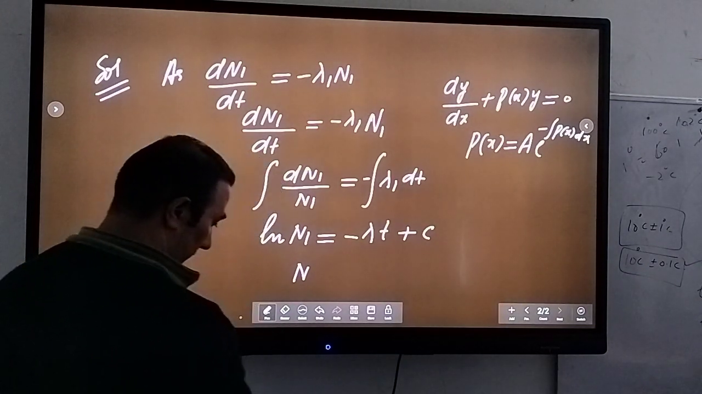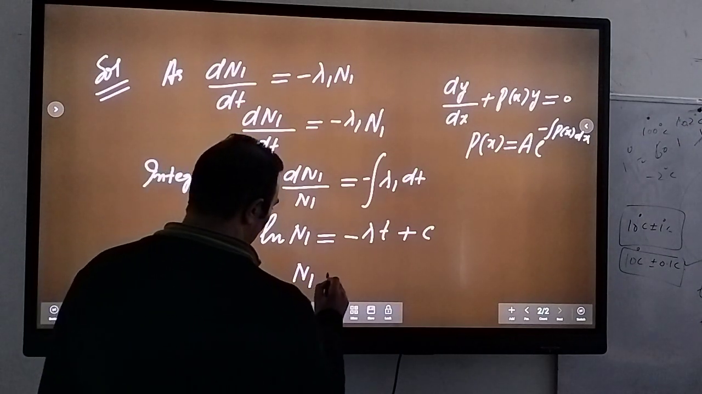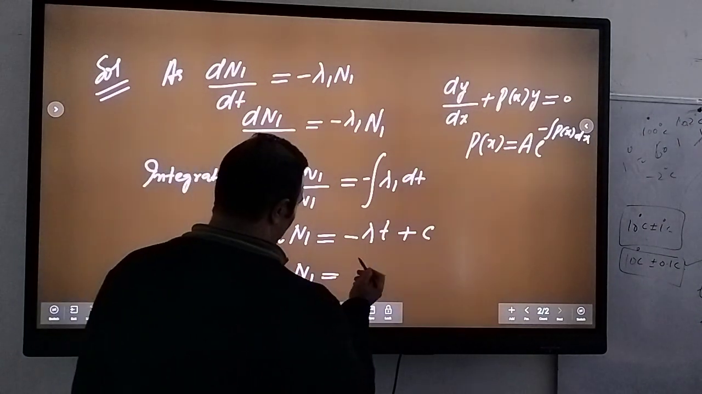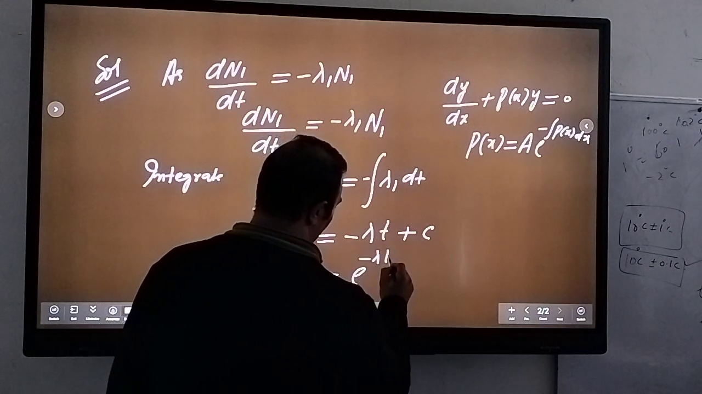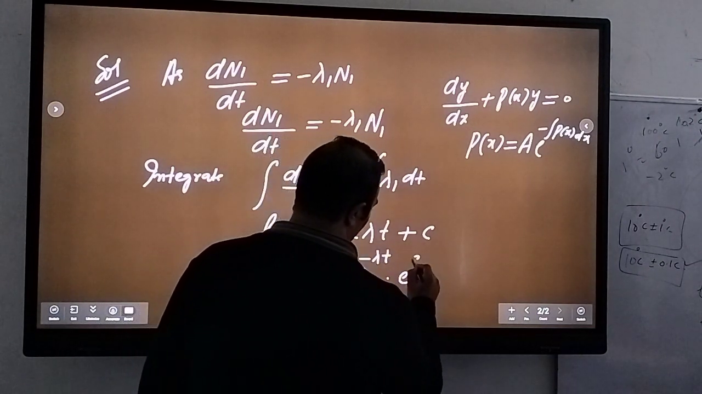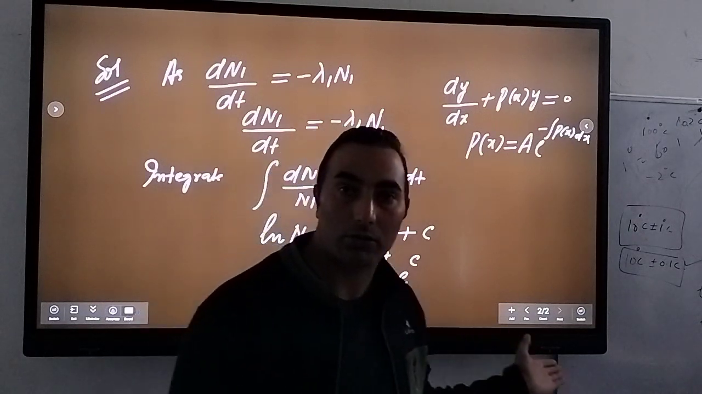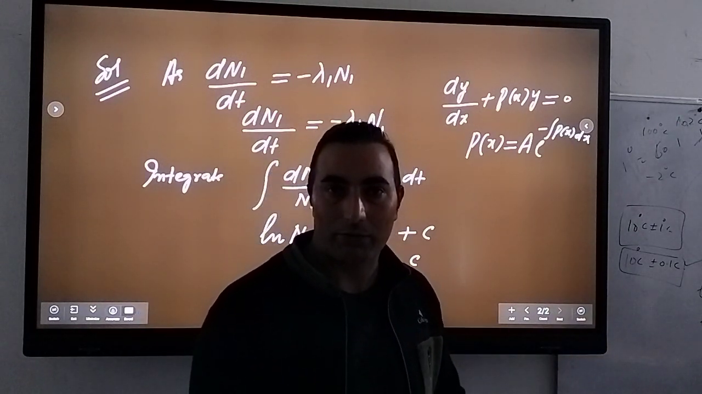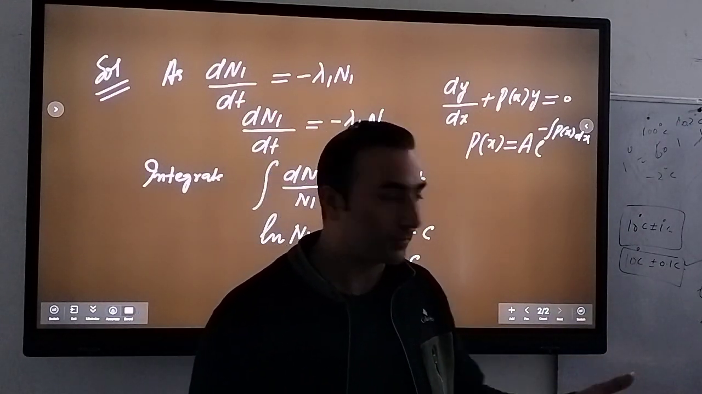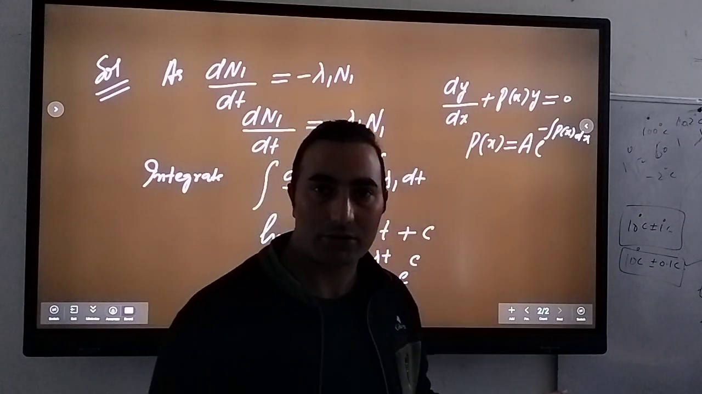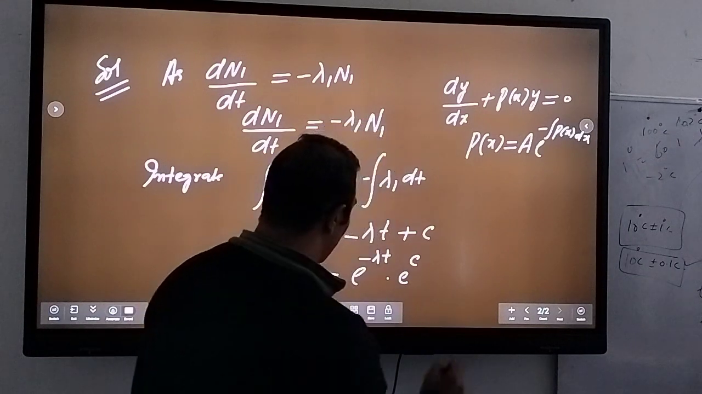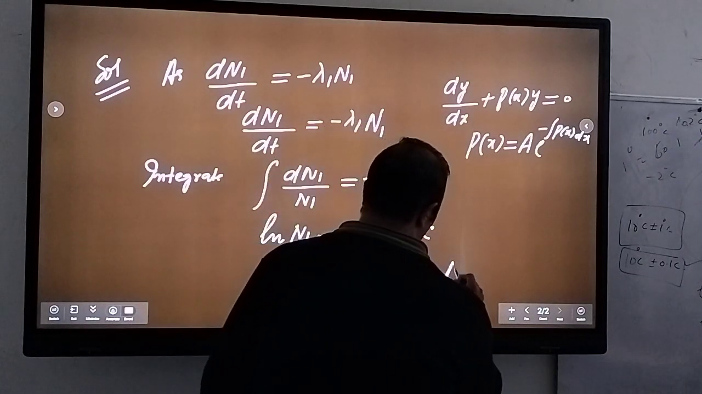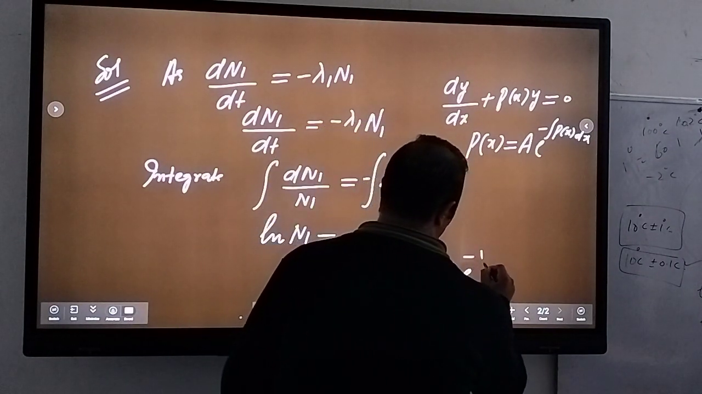So you can rewrite this as N1 will be equal to e power minus lambda 1 of t into e power c. Because e is some constant, 2.71, raised to the power c, which is a constant, it can have some constant value, so it's again a constant. So I can write it as A e power minus lambda 1 of t.